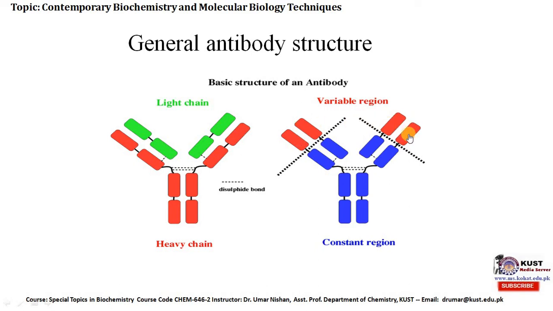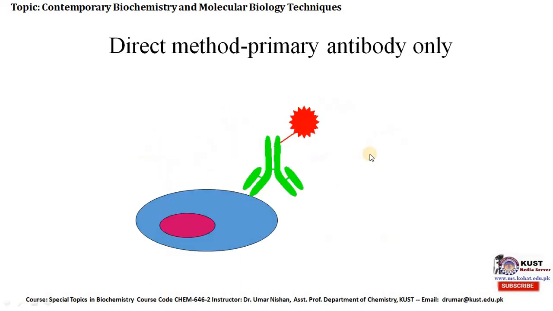So to summarize the whole story, antibodies consist of light chains and heavy chains, and then they consist of a constant region, shown in blue, and a variable region, shown in red. This is important to understand the process of immunohistochemistry. So hopefully, through this slide, you are able to understand the general structure of an antibody.